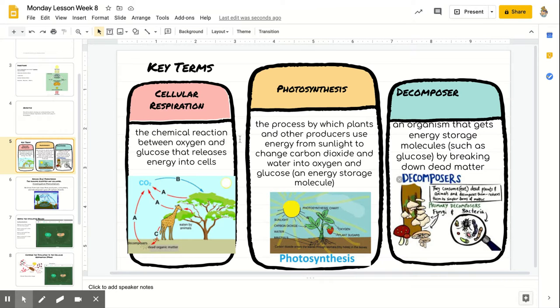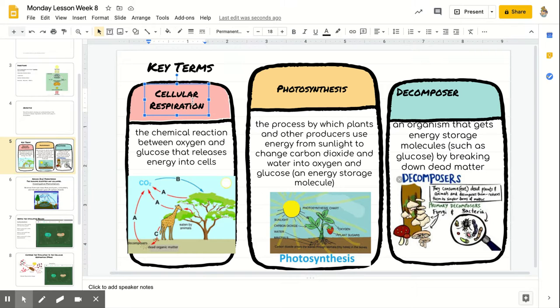A few key terms that we want to keep in mind are cellular respiration, of course, which is this chemical reaction between oxygen and glucose that releases energy into cells. And here below I have a picture of cellular respiration going on. You notice where those arrows are pointing. What's giving off carbon dioxide? What's carbon dioxide going into? So cellular respiration is giving off carbon dioxide and energy and uses oxygen and glucose.